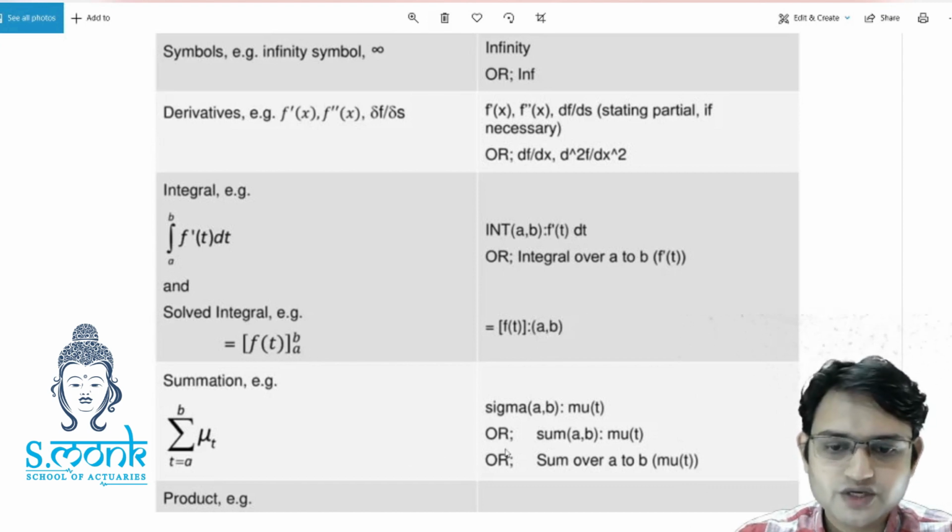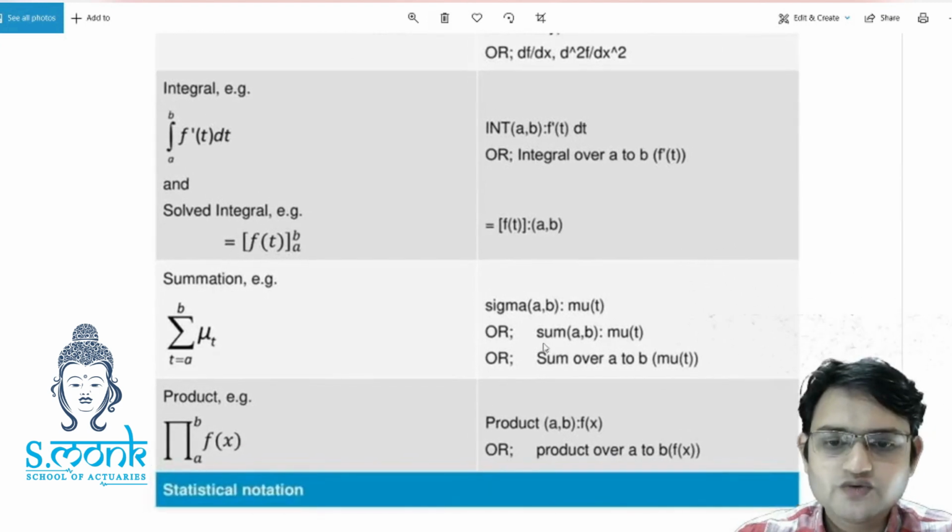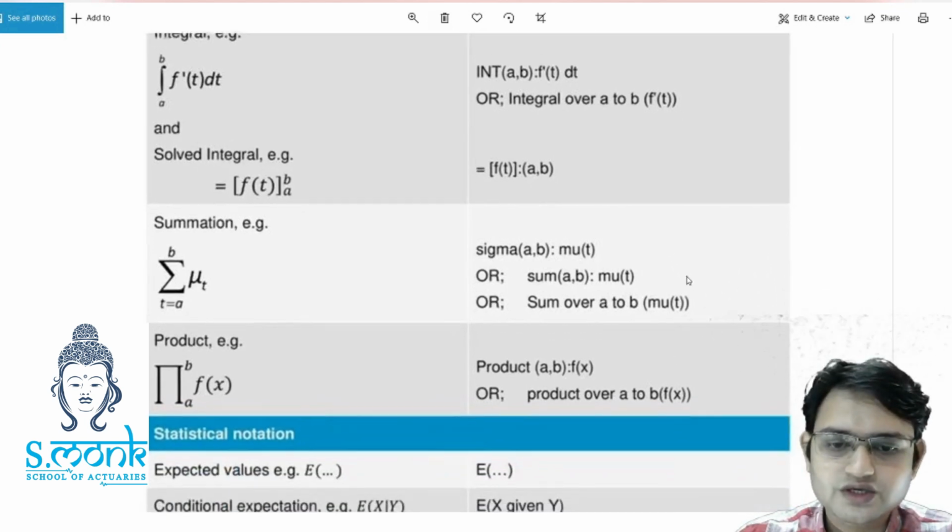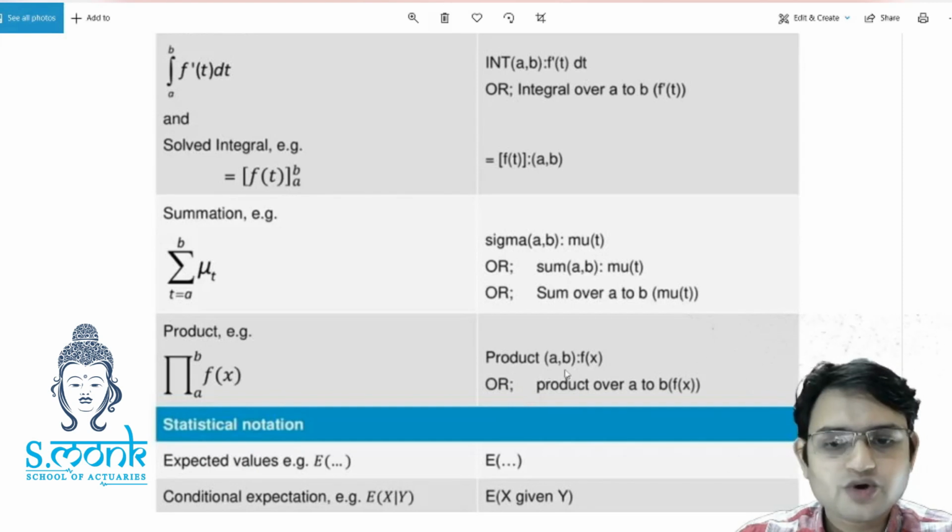Same thing with summation. For summation, you will use the word sum, and then in bracket you can write your limits. What are the limits? And then you write your function here. Okay. So this is very much intuitive while using. We use product as well. Product a comma b and then the function.